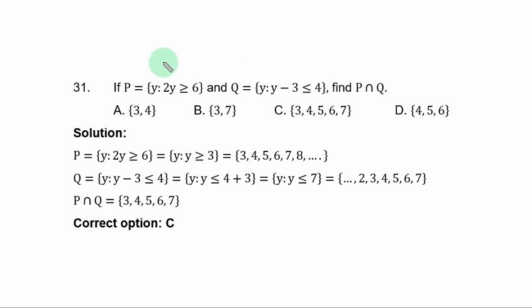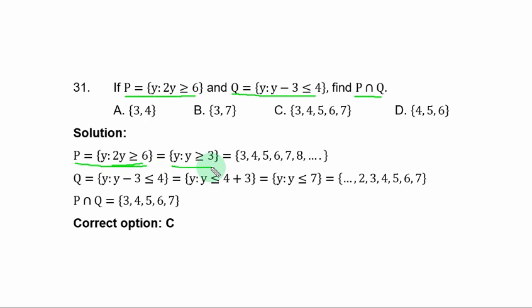Question 31. If P is equal to this set and Q equal to this set, find P intersection Q. Solution. This is set P. In order to list the elements in that set, Y is needed from this simple linear inequality. Divide through by 2 and you have Y such that Y is greater than or equal to 3.